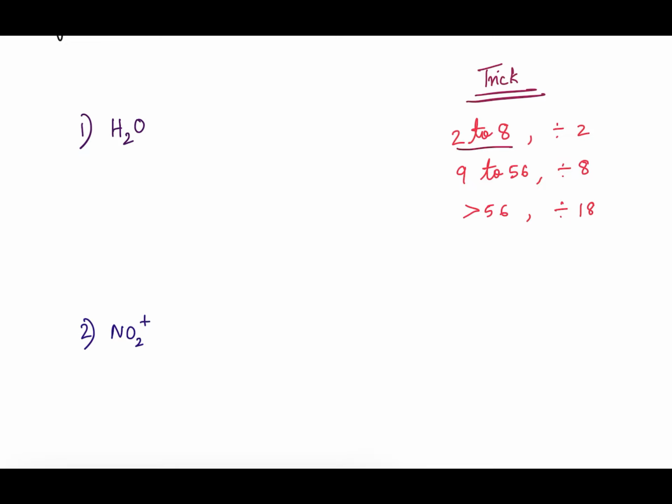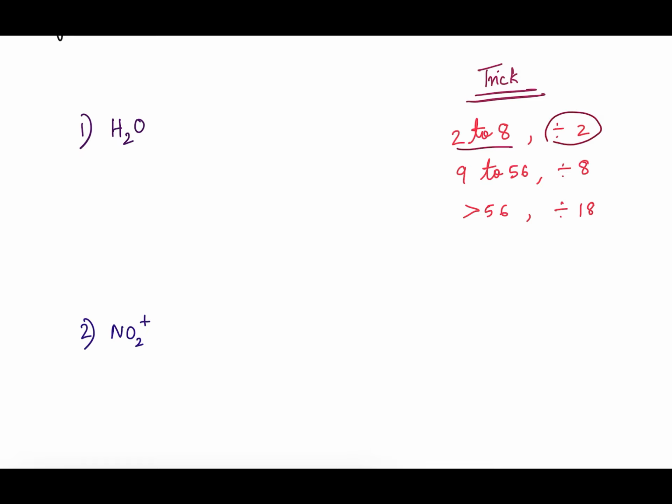Now, without wasting much time, let's get into the trick. So this is the trick. If the final answer lies between 2 to 8, or if it is 2 or 8, then you need to divide it by 2 and find the hybridization. If the final answer is a number from 9 to 56, then you need to divide by 8. If the final answer is greater than 56, then you need to divide by 18.